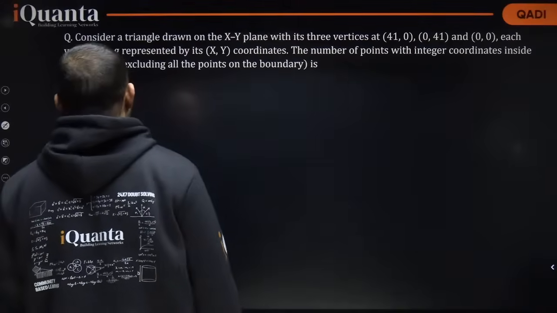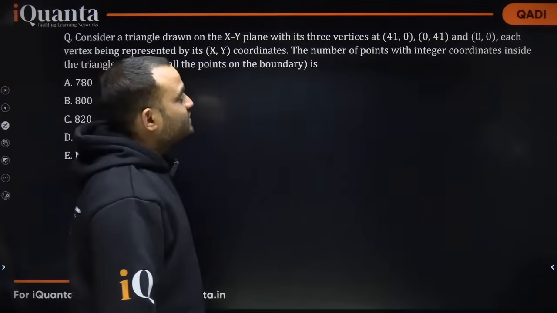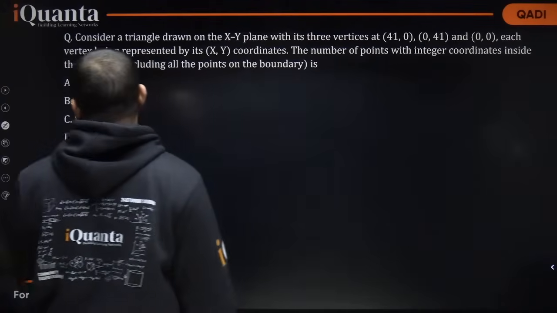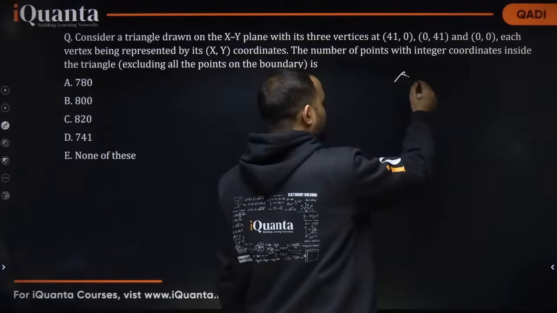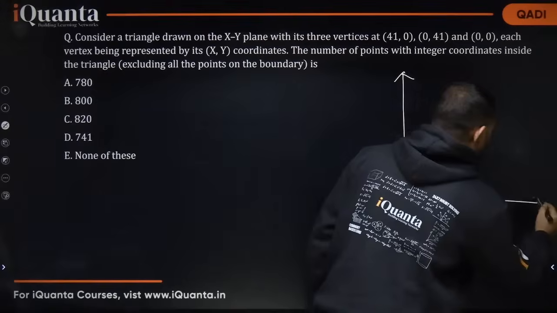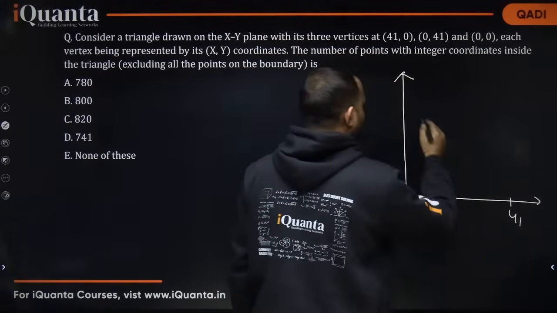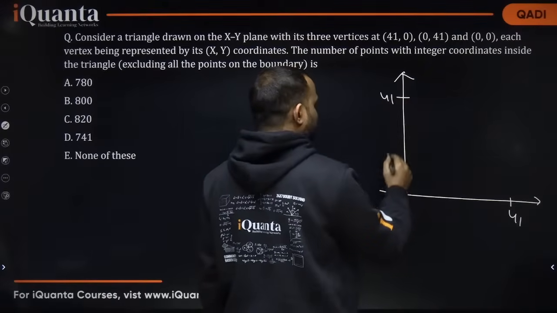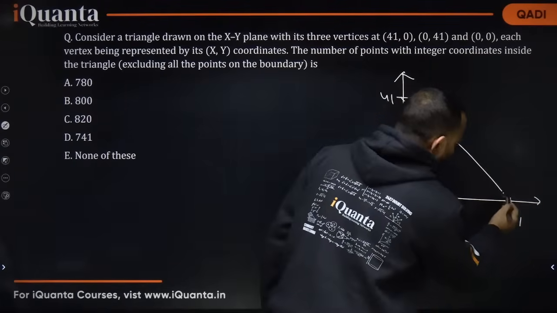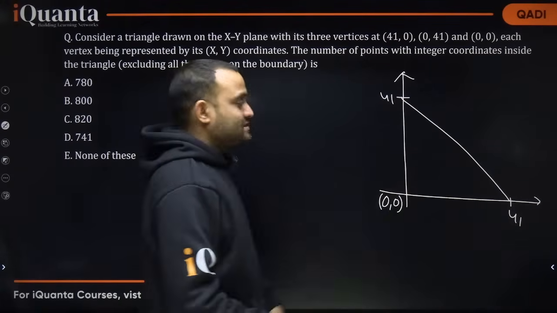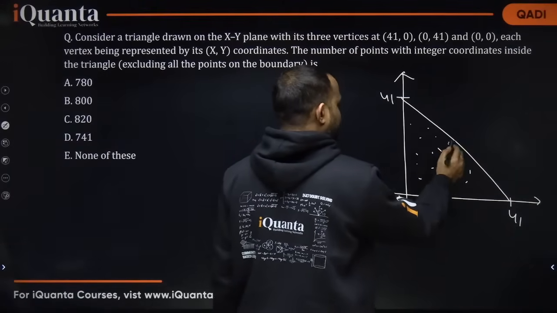Consider a triangle drawn on the XY plane with its three vertices (41, 0), (0, 41) and (0, 0), each vertex being represented by its XY coordinates. The number of points with integer coordinates inside the triangle, excluding all the points on the boundaries. We are excluding all the points on the boundary. One point is (0, 41), the other is (41, 0), and then we have (0, 0). So we are talking about all the integral points inside this triangle, all the points with integral coordinates.